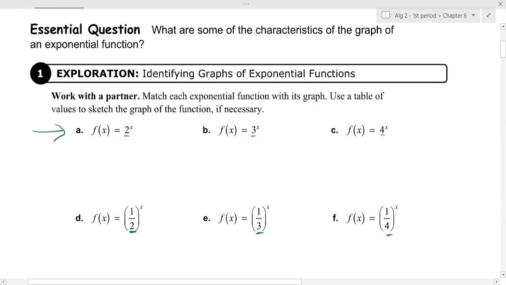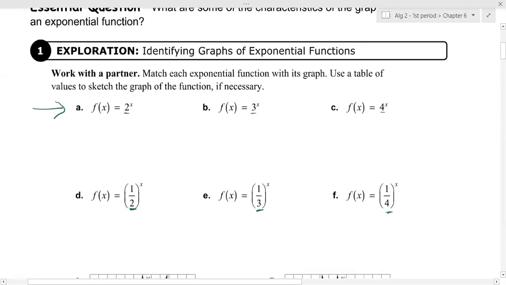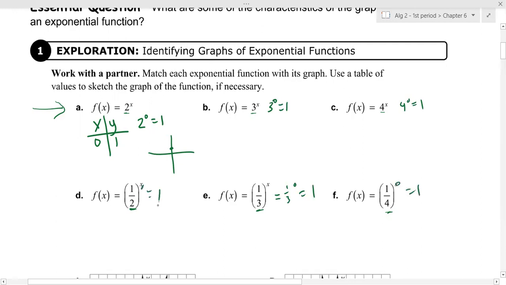Okay, so let's talk about the graphs of these for just a little bit. I'll take A here, and let's look at an XY chart for this function. If I plug in 0, I'm going to have 2 to the 0. Well, anything to the 0 power is 1. So that means my graph is going to have to go through the point (0, 1). Now, if you think about it, that's going to be the case for all of these, right? Because in B, 3 to the 0 is 1, 4 to the 0 is 1, 1/3 to the 0 is 1. Same thing here. So all of my graphs are going to go through the point (0, 1).